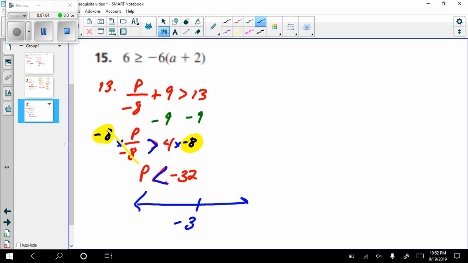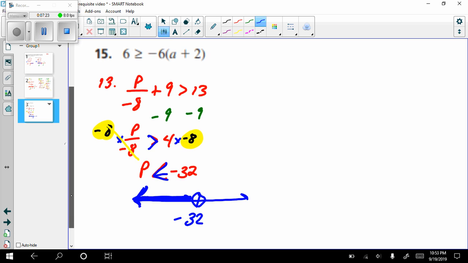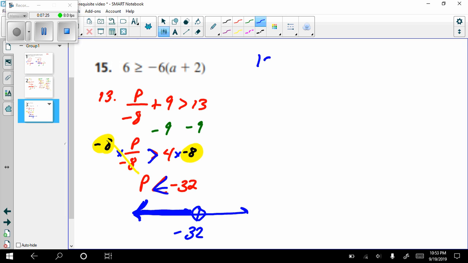This is a negative 32. Open circle, variable on the left. So this tells me to graph everything that is to the left. Okay, so if we checked it, negative 33 would work, negative 31 would not, 0 would not. Let's go ahead and solve number 15.